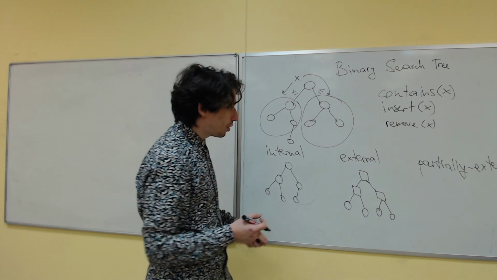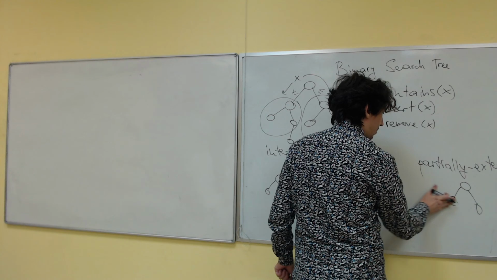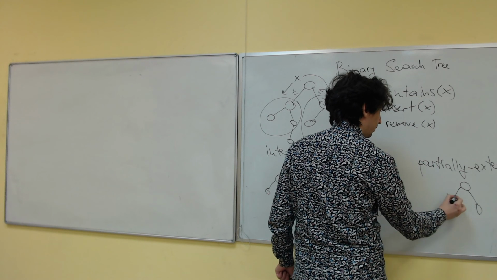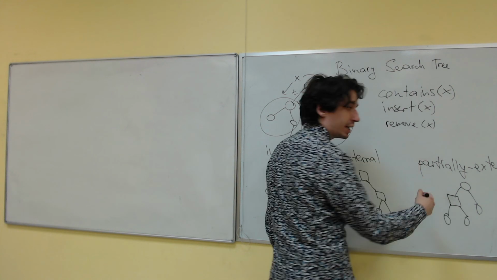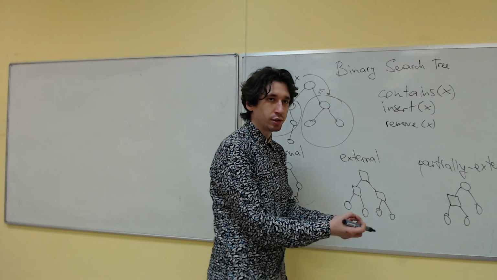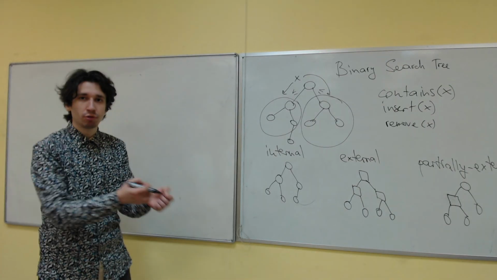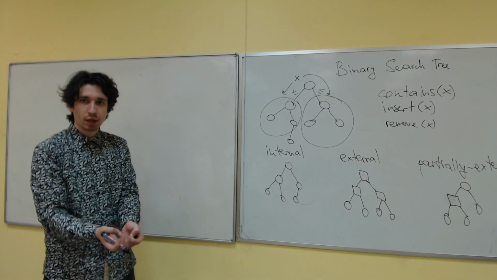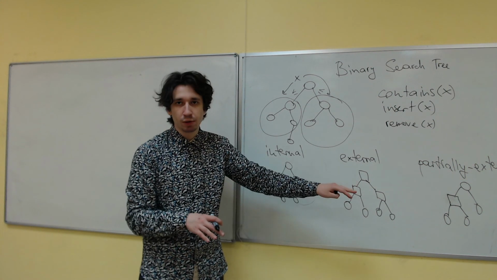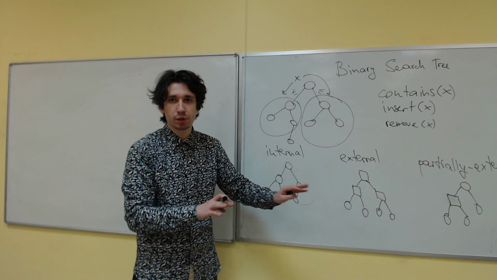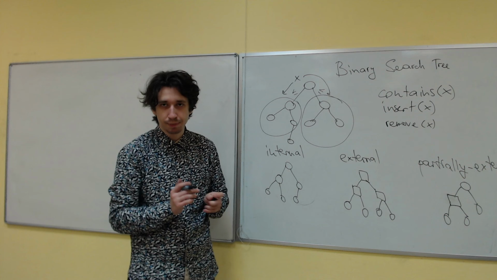And partial external means that this is a binary search tree, but some of the elements are kind of removed. They are there, but their key itself is not there. So there are two types of nodes: routing nodes and key nodes. They're not necessarily in the leaves, but somewhere in between. We will not care about that. We will typically be talking about internal and external, and that's it.